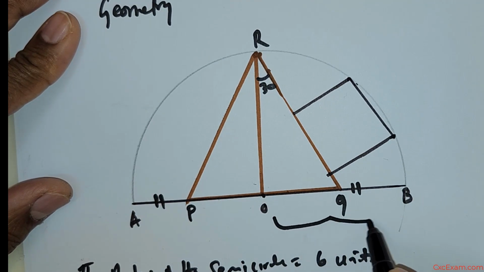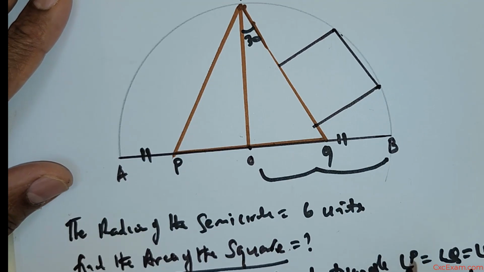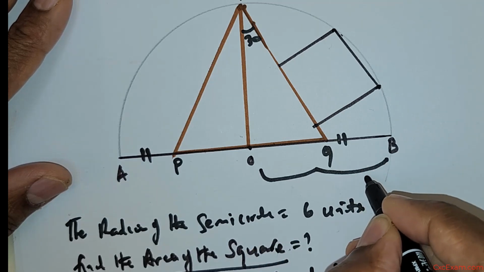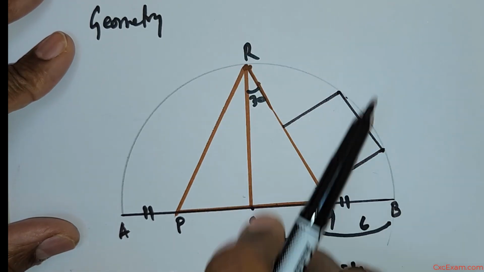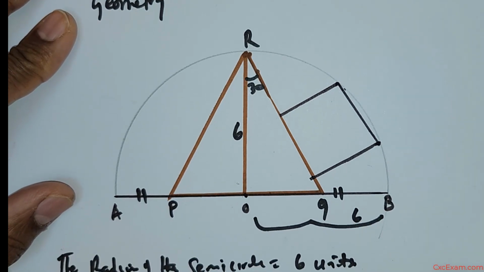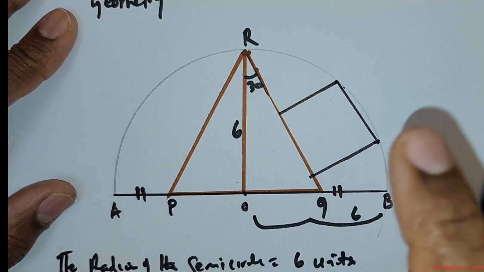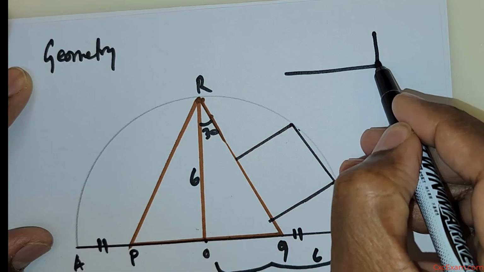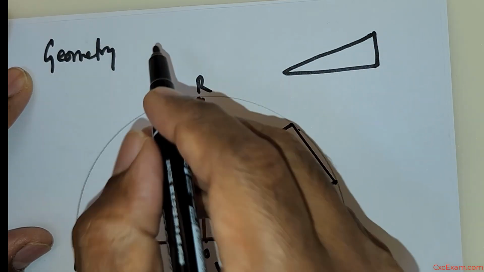From here to here, it is the radius is given as 6 units. So this is 6 units, and this is also going to be 6 units. This entire length is going to be 6 units. Okay. Now I want to know the side of the square. Now this is the shape of this triangle. Okay.